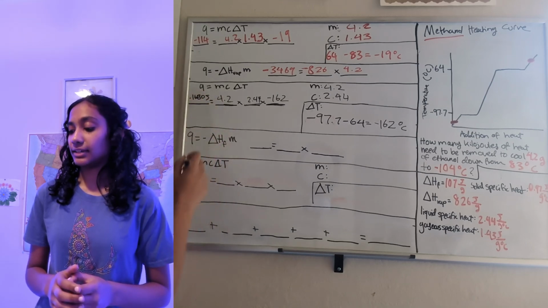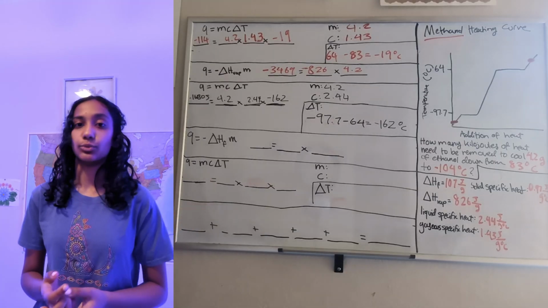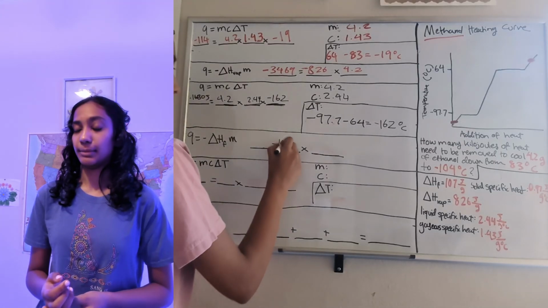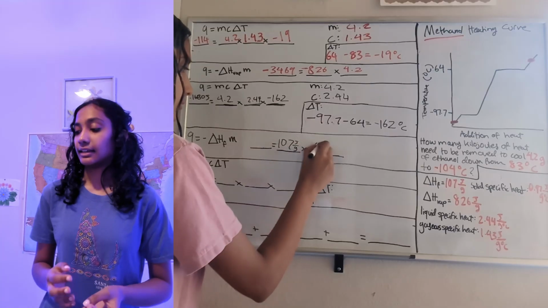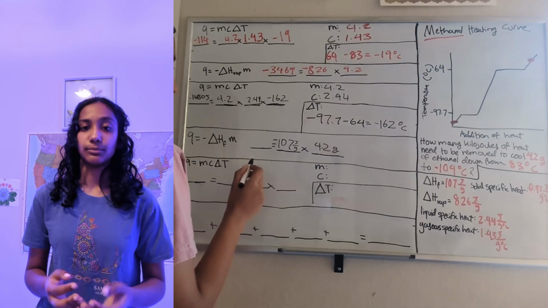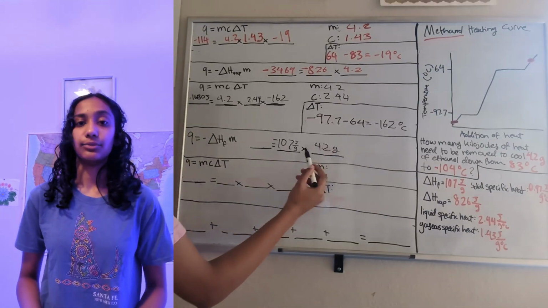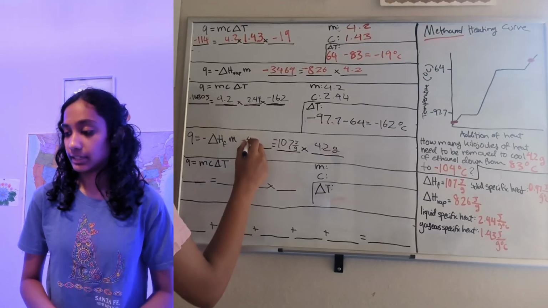Now, let's find the amount of heat needed for methanol to freeze. The heat of fusion is given as 107 joules per gram, and the mass is 4.2 grams. Again, we're going to flip the sign for the fusion since we're doing the opposite of melting, which is freezing. Negative 107 times 4.2 gives us negative 449 joules.